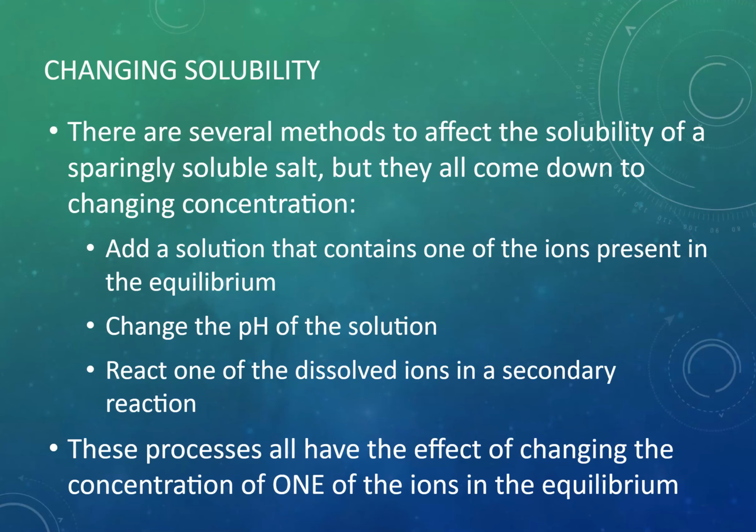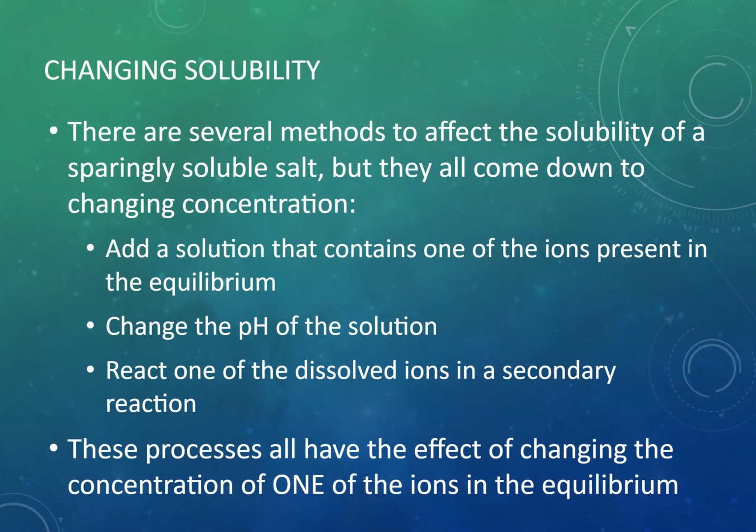Okay. So to change solubility, there are several things we can do, but they all come down to changing the concentration of one or other of the dissolved ions. So we could add a solution that contains one of those dissolved ions. That's going to have the effect of increasing the concentration of one of those dissolved ions. We could change the pH of the solution. Now that won't work on every sparingly soluble salt, but anything that includes, say, a carbonate or a hydroxide or anything like that, which are generally reasonably insoluble salts or ions, that's going to change the solubility. Or we could take one of those dissolved ions and react it with something else, which would have the effect of removing it from the equilibrium system. So all of these processes will have the effect of changing the concentration of one of the ions in that equilibrium system.